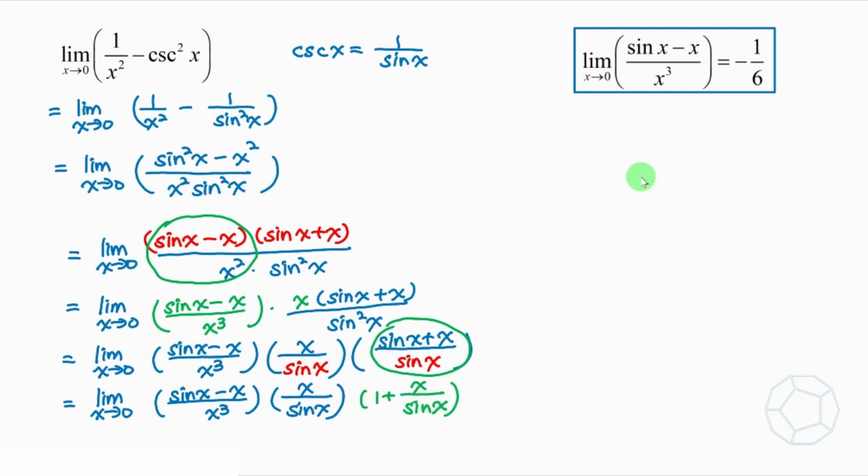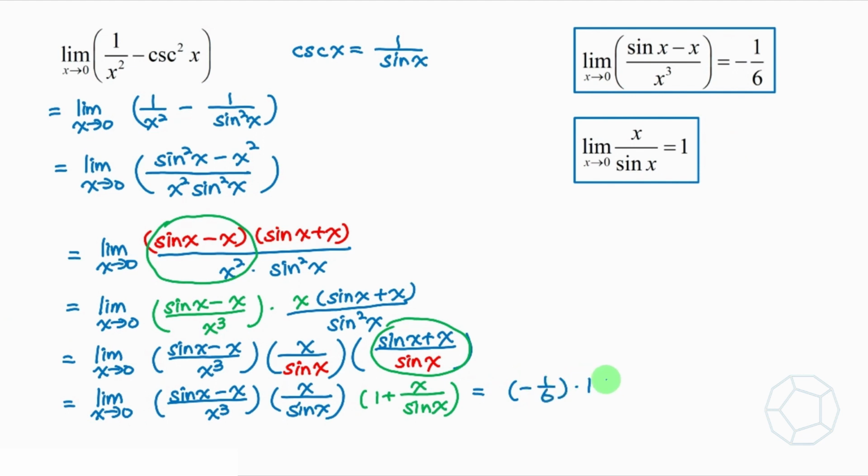Note that limit x tends to 0, x over sine x is equal to 1. So the final answer is equal to negative 1 over 6 times 1 times 1 plus 1, which is negative 1 over 3.